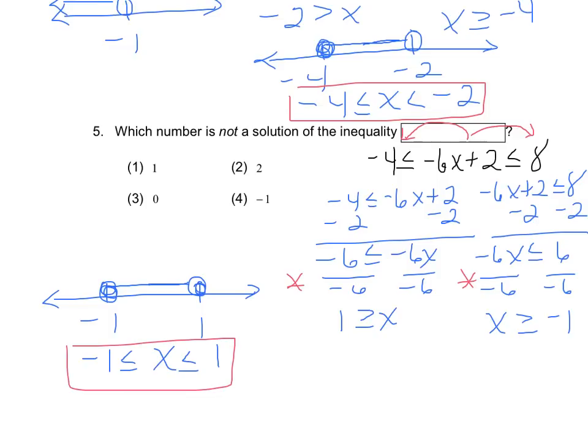So let's find out which one of those guys wouldn't fit there. Well, 1 is a solution because you have the closed circle. 0 falls between them, so that's a solution. 2 would be over here to the right. Is that in the solution? No, it's not. So it looks like choice 2 might be my answer. Let's take a look at negative 1. Negative 1 is part of my solution because it's a closed circle. So my answer is choice 2.